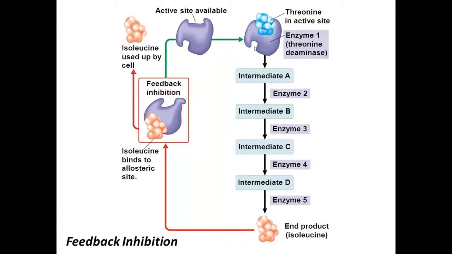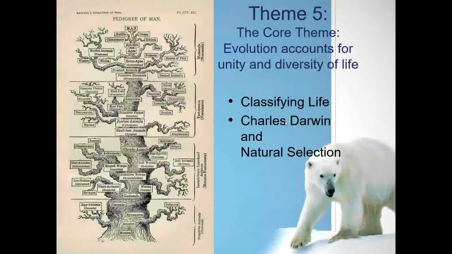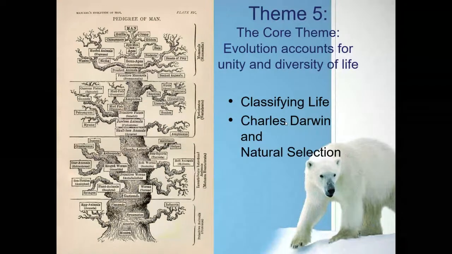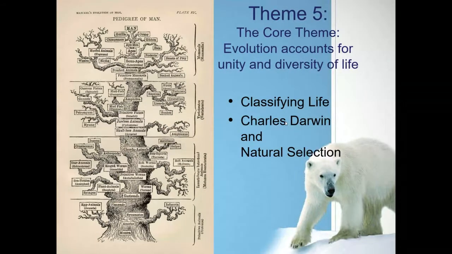So it's kind of like a car dealership might say, we have 20 Corvettes on the lot. Stop making Corvettes right now until we sell what's here. When we get down low, we'll let you know to start making some more. Okay, that's called feedback inhibition. All right, now I only have 1 minute. The last theme is evolution. And this is what your book calls the core theme.